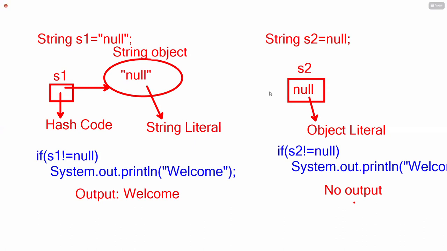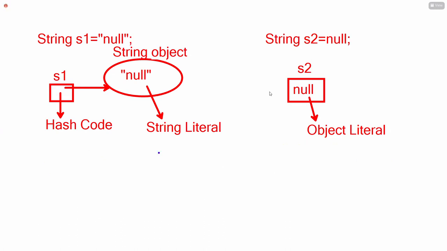Okay. Is it over? So S1 contains hash code. Hash code not equal to null, true. Welcome printed. Here S2 contains null. Null not equal to null, false. That's why no output. Okay. This is only a little bit different. I'll write it. Give me the answer.